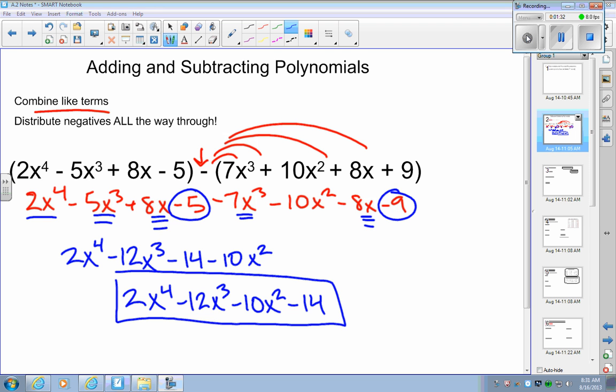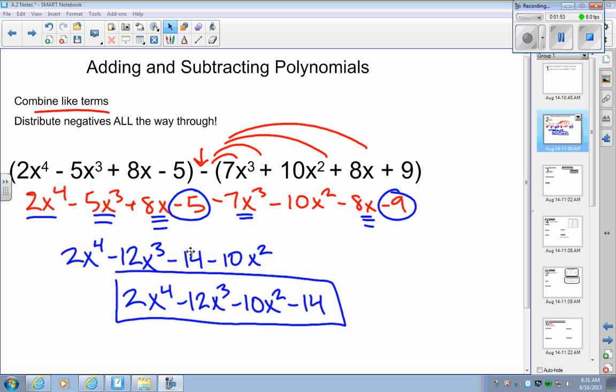Okay, so as you guys can see, how I go about doing this is underlining common terms with 1 line, 2 lines, or 3 lines. So first thing I saw was an x to the 4th. It's the only x to the 4th. I put 2 lines under x to the 3rds. The 8 x's actually cancel each other out. I always circle constants for some reason, just something I've always done.